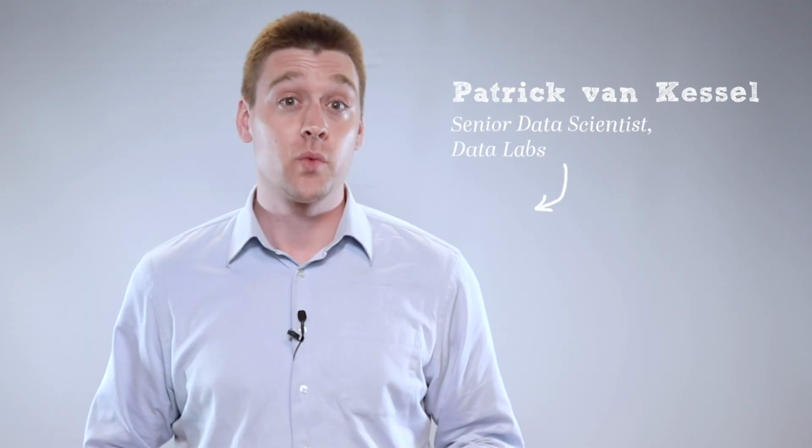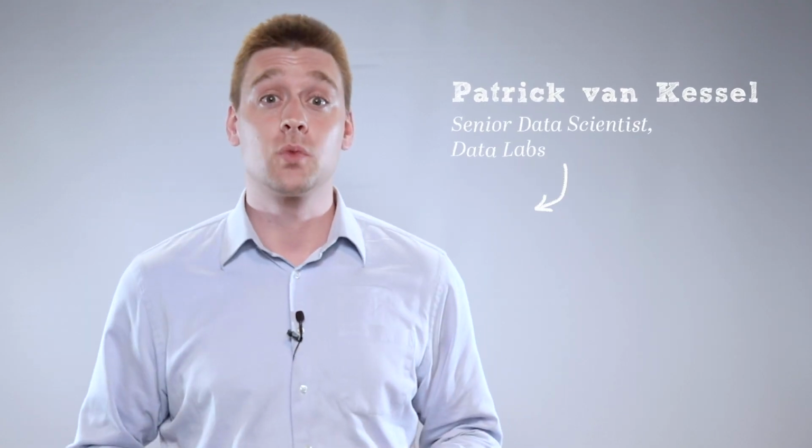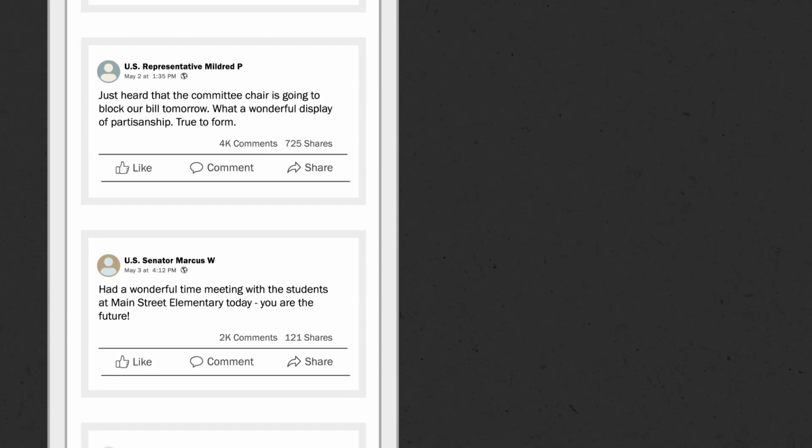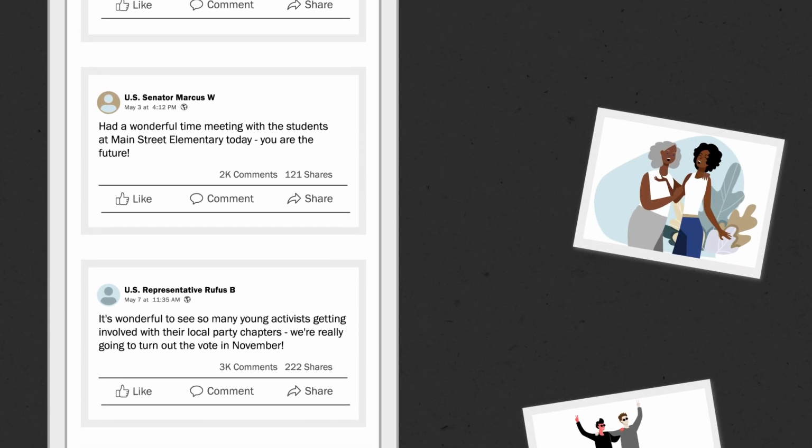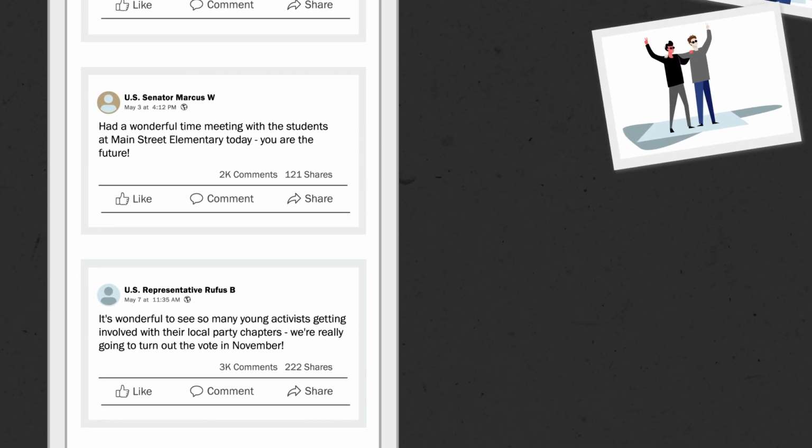To help us understand how researchers use machine learning, I've asked Patrick Van Kessel from our Data Labs team to explain further. At Pew Research Center, we typically use supervised machine learning, where researchers train a computer algorithm to identify important concepts based on their own knowledge of the subject and goals of the research. These models can then be used to measure concepts in large pools of data. And we've used this method to measure things like what people are talking about on social media, or who appears in an image. Let's walk through an example.